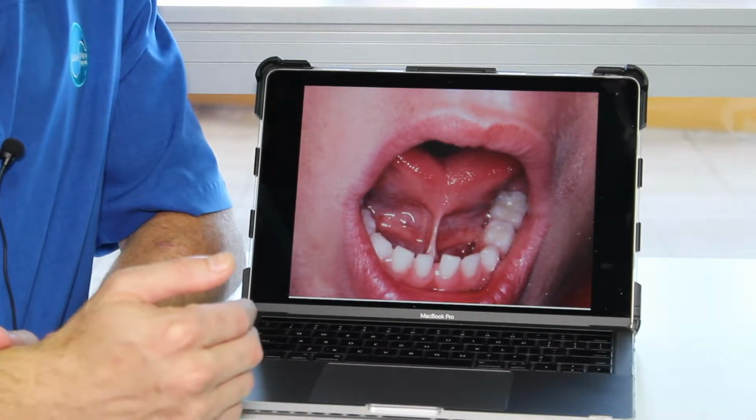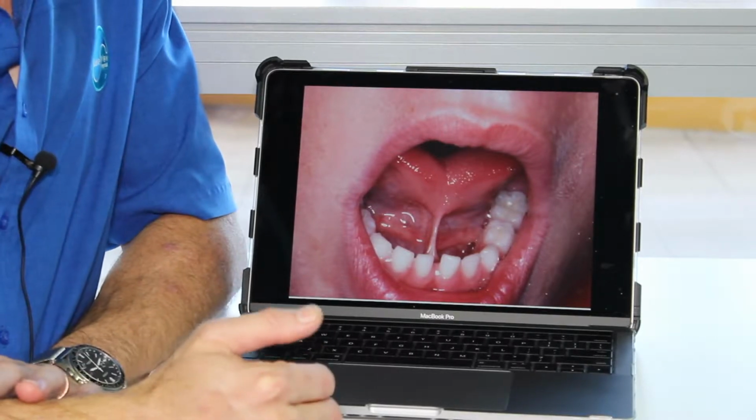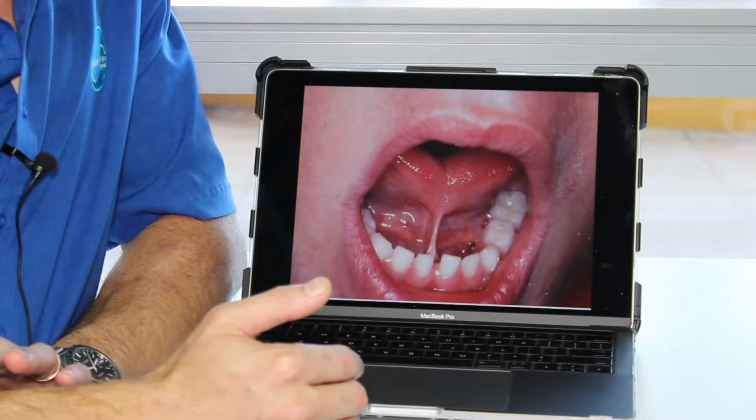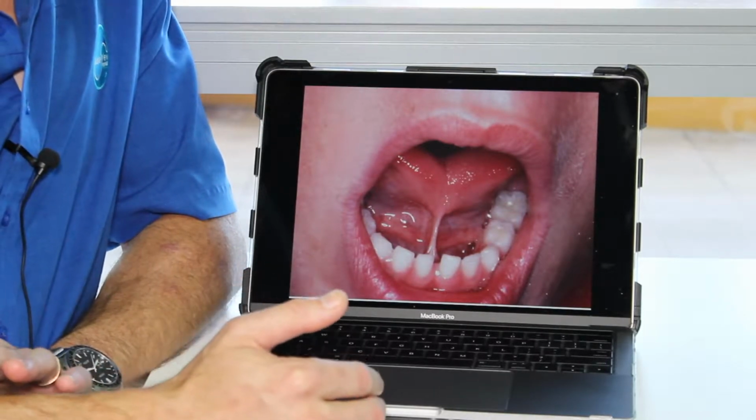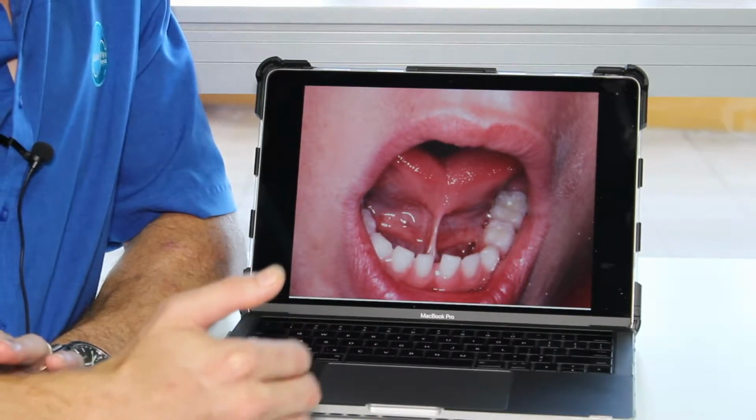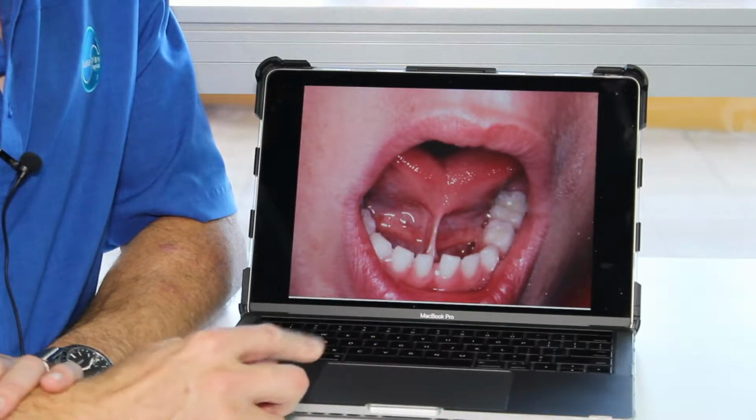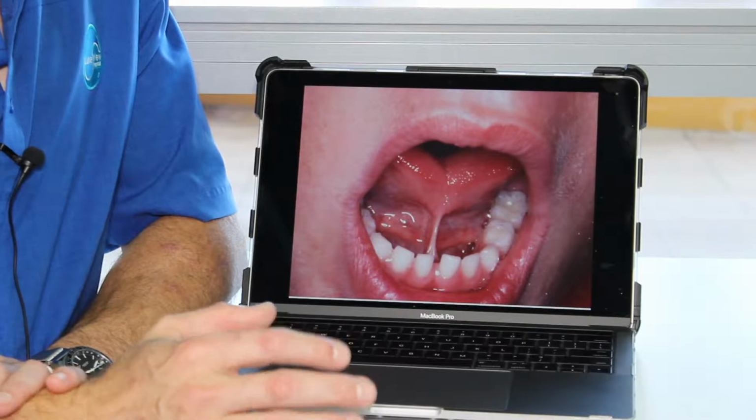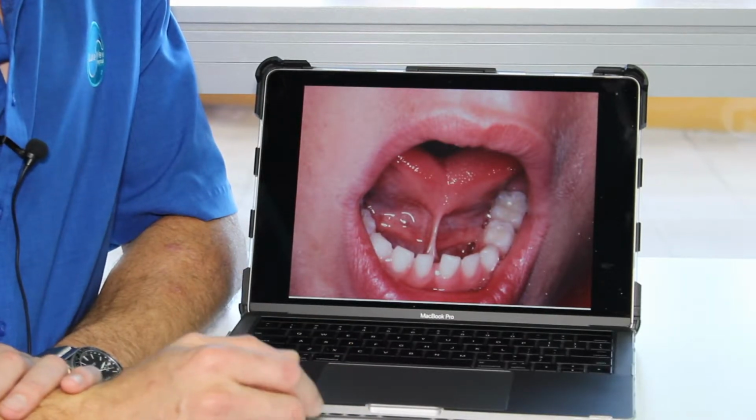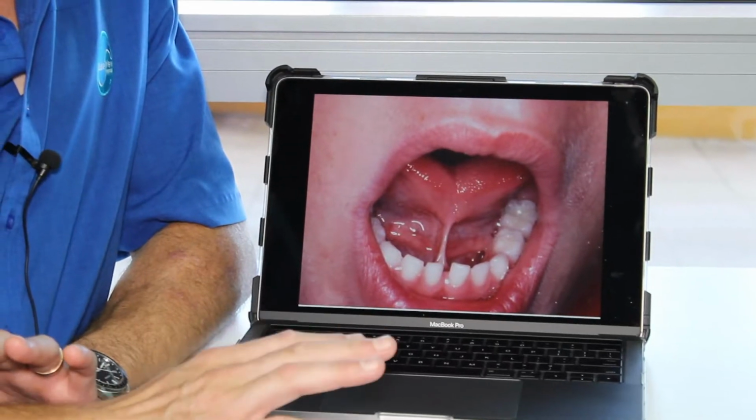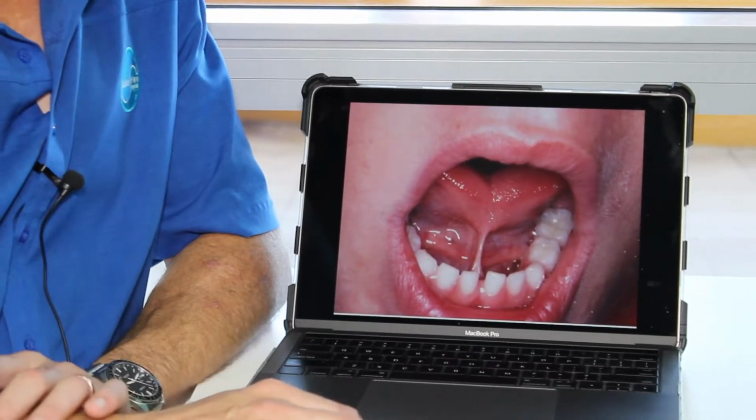Now, there are other issues with tongue tie other than just suckling. We can talk about speaking, swallowing, the functioning of the jaws and the growing thereof, with the presence of a tongue tie or the lack of growth. But those need to be assessed at a later stage. And for a baby, it's just suckling.